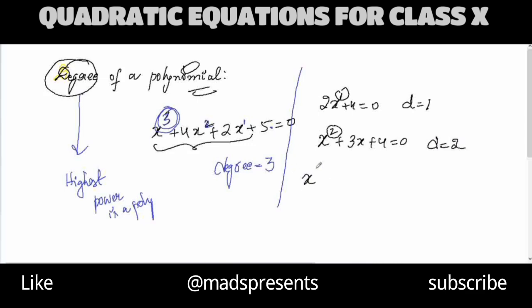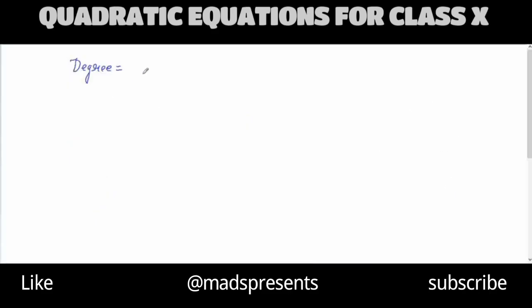Now another equation, x cube plus 4x plus 3x plus 2 is equal to 0. What is the highest power here? The highest power is 3, so the degree is equal to 3. Very simple concept. Try to remember: the highest power in a polynomial is called the degree.